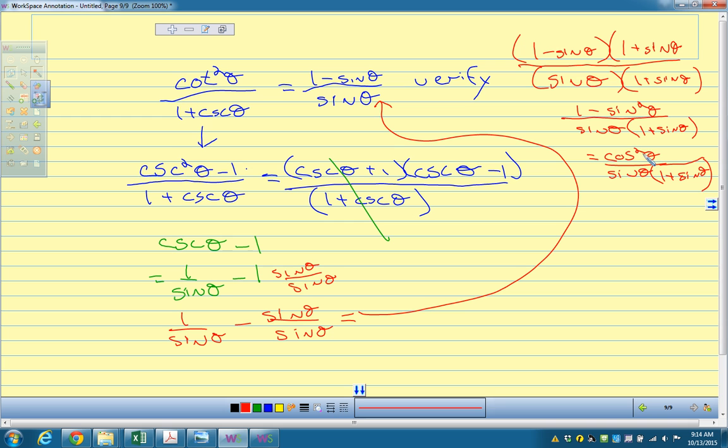This can be written as cosine, right? I'm trying to get to here. This can be written as cosine theta times cosine theta over sine theta times 1 plus sine theta, right? 1 plus sine theta. So this is equal to cotangent of theta, and this is equal to cosine.